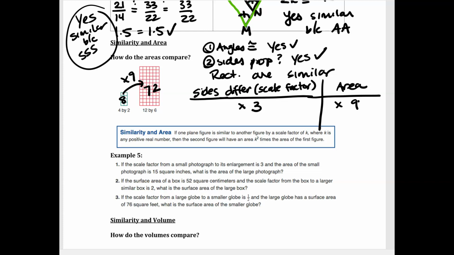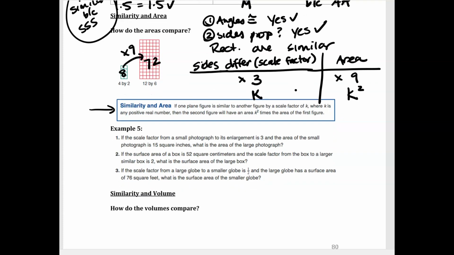Well, if you square 3, you end up getting 9, and that's what this box basically says: anytime you have a plane figure similar to another by a factor of k, so we'll consider this k is 3, then the area is going to change by k squared. So whatever the original scale factor is, we can square that number, and that'll tell us how much the area is going to change by. So let's use that property and do example 5.